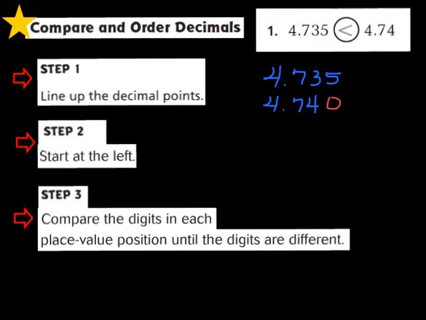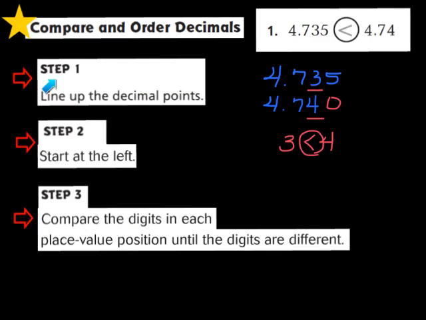So I'm going to move now on to my hundredths place, and what I notice is this. There is a 3 in the hundredths place in this number, and there is a 4 in the hundredths place in this number. I know that 3 is less than 4. And if 3 is less than 4, I know now that 4 and 735 thousandths is less than 4 and 74 hundredths.